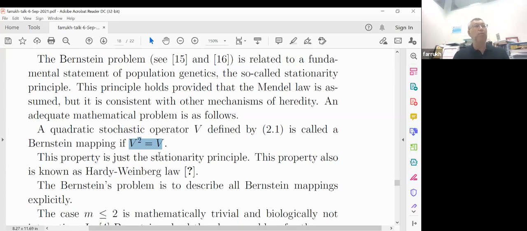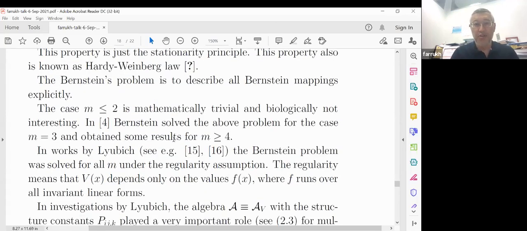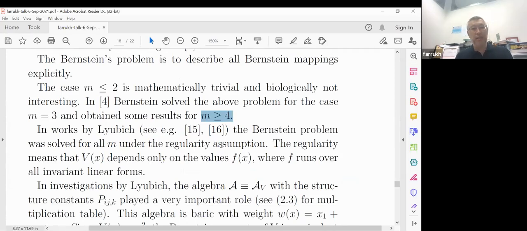Okay. So now the problem is to describe all Bernstein algebras or Bernstein operators which satisfy this property. This problem is still unsolved. Of course, there are some cases solved. For example, when m equals 2, it is trivial and biologically not interesting. Therefore, Bernstein himself solved the case m equals 3 and got some results when m is more than 4. And then in the papers of Lyubich, and some other people who tried to investigate this problem, but still this problem is not solved 100%.